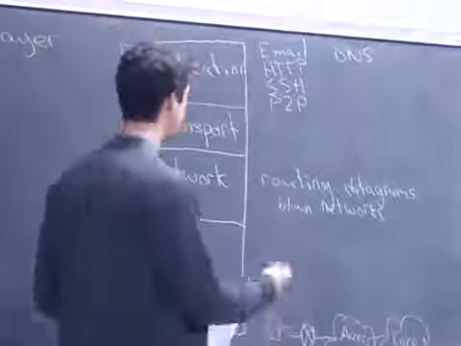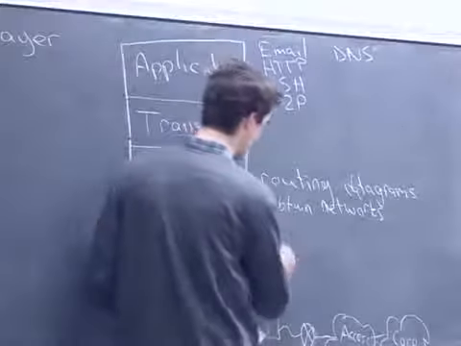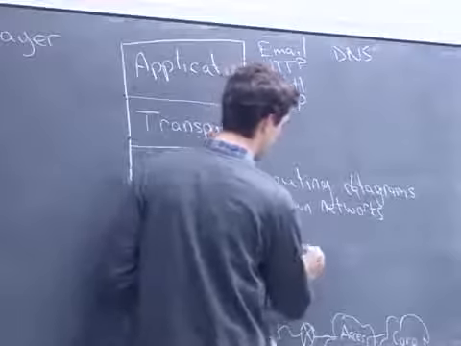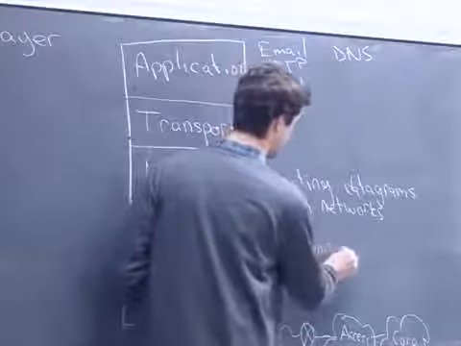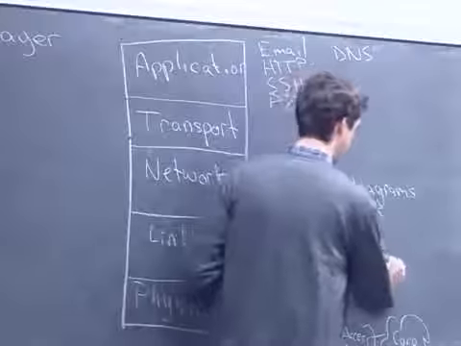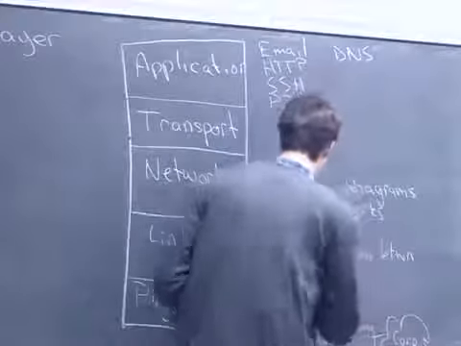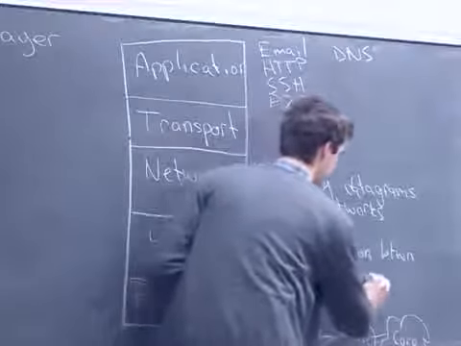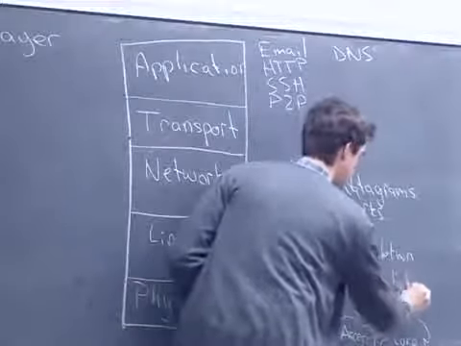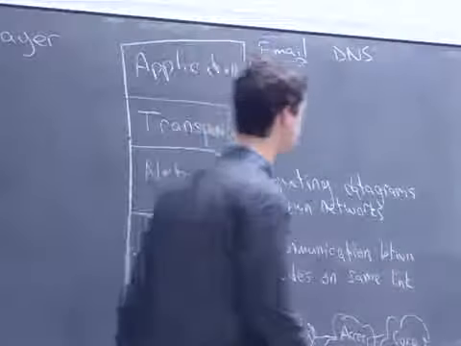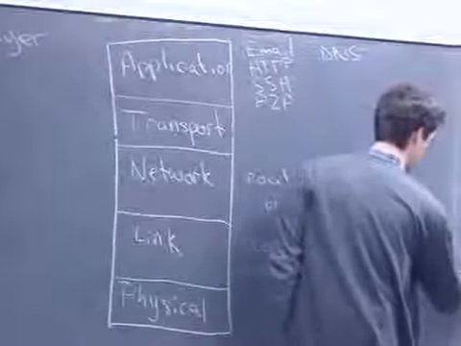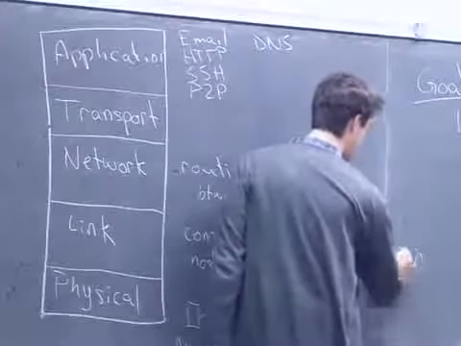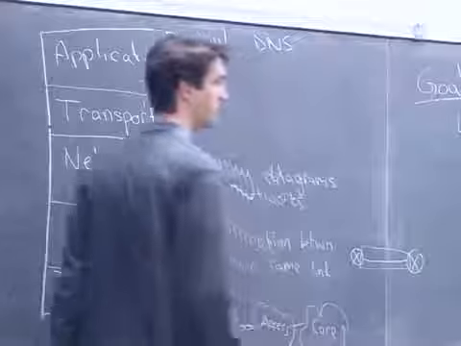All right. Then the link layer is responsible for communication between nodes on the same link. And what I mean by this is if we have a link like this, then the link layer handles the behavior of these two endpoints, right?